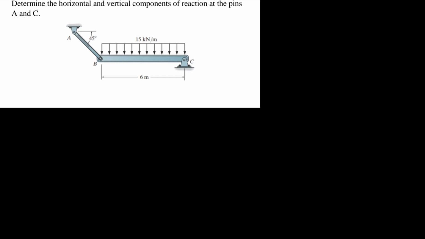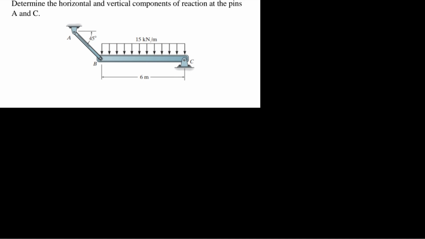So in this video, we'll be tackling this question at hand. Now the question reads, determine the horizontal and the vertical components of the reaction at the pins A and C. Now looking at the structure in question, one thing you have to understand is that the members in the structure can be analyzed independently. What am I trying to say?